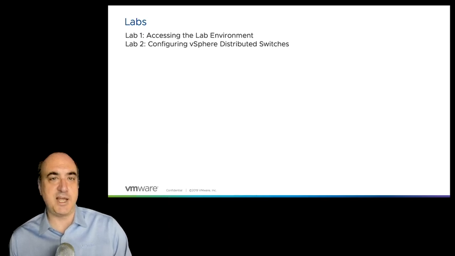So we have some labs here. First lab up is to access your lab environment and configure some basics. Notably, you're going to add 2 ESX servers in addition to the pre-built lab environment. Lab number 2 is building that distributed switch, which I gave a demo of a little bit earlier.